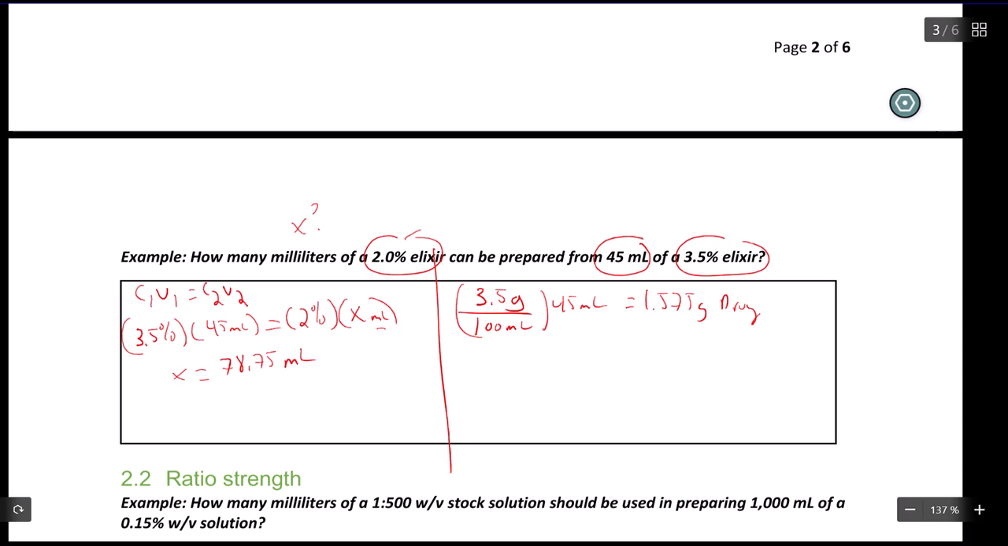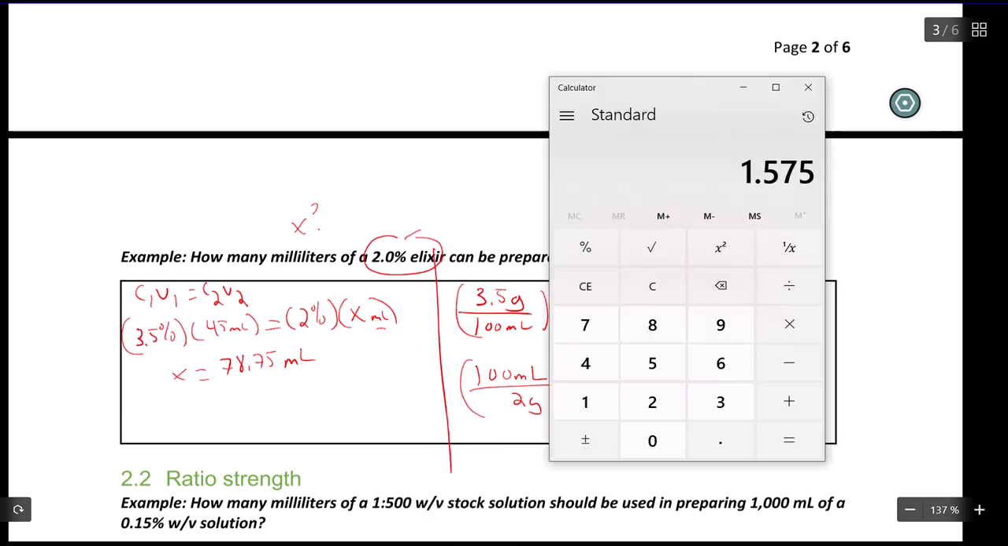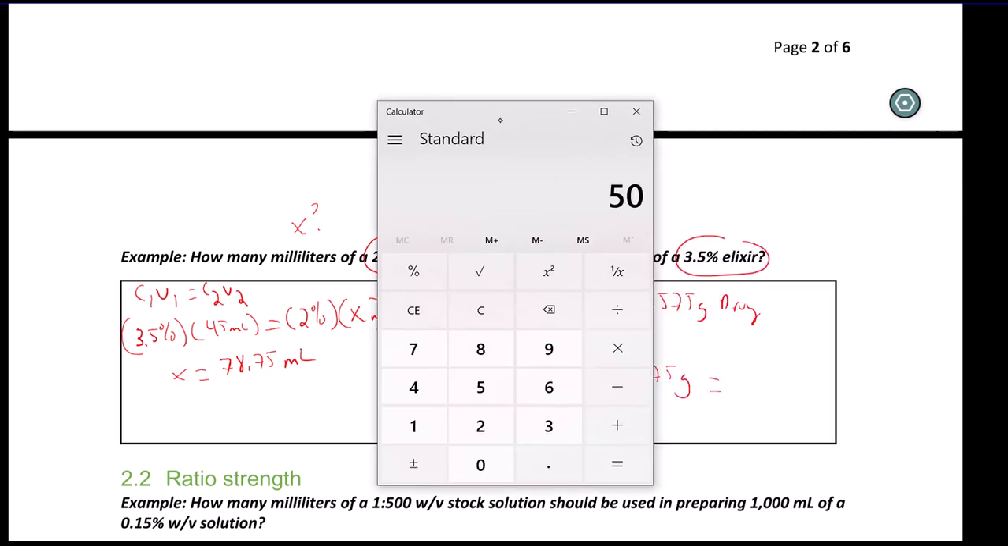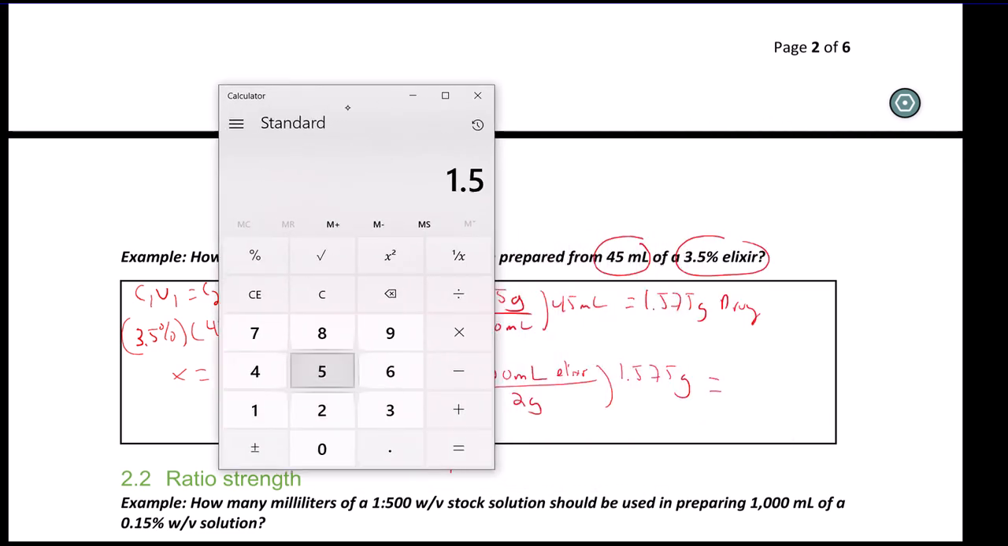2% means that there's 2 grams in every 100 mLs. So I'm going to write it this way. In every 100 mLs of that elixir, I need 2 grams. If I've got 1.575 grams, how much elixir can I make? So 100, divide that by 2, and then multiply that by my 1.575, and I get that.